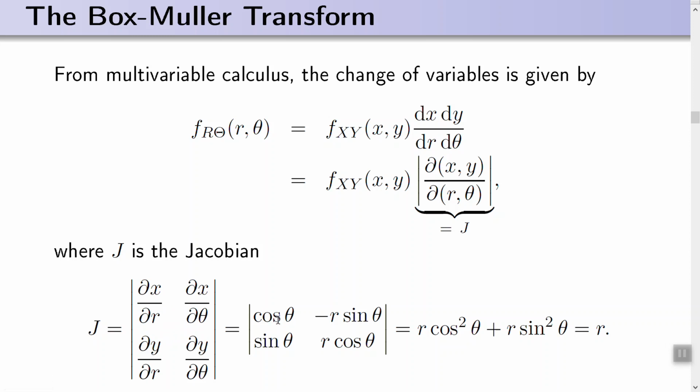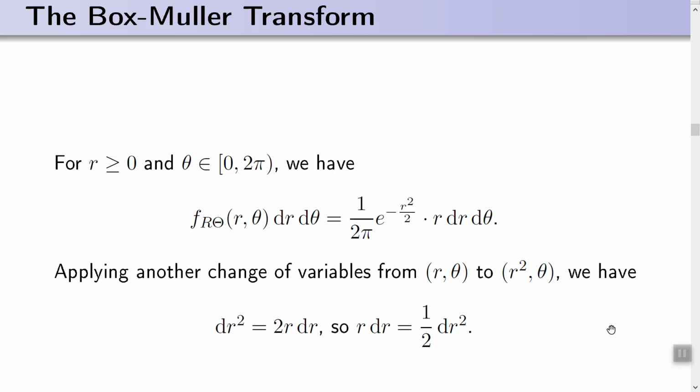You have r cos theta and r sine theta for your x and your y. The derivative of r cos theta with respect to r just becomes cos theta, and r sine theta becomes sine theta. Then r cos theta with respect to theta becomes negative r sine theta, and r sine theta with respect to theta becomes r cos theta. The Jacobian is the determinant of this: you do this times this, minus this times this, and you get our cosine squared plus sine squared relationship, and it just ends up being r, which is nice.